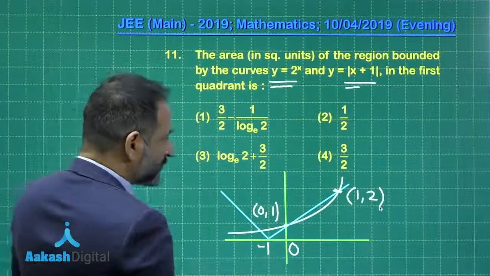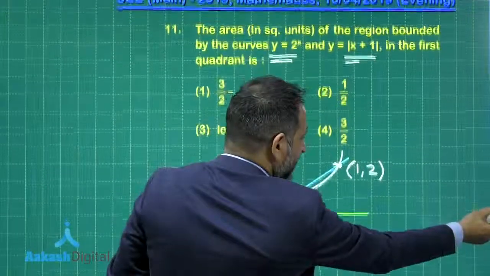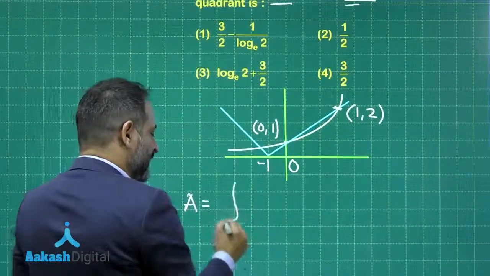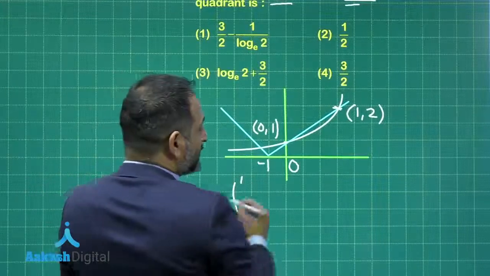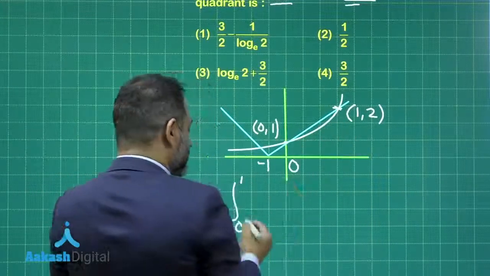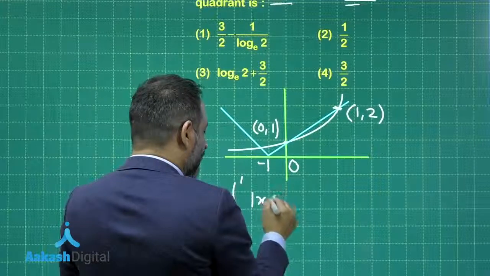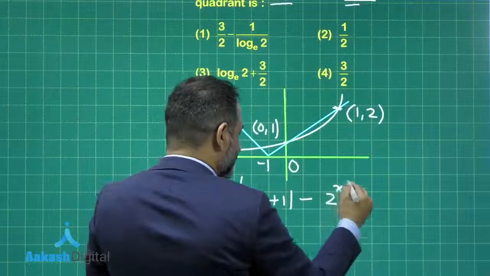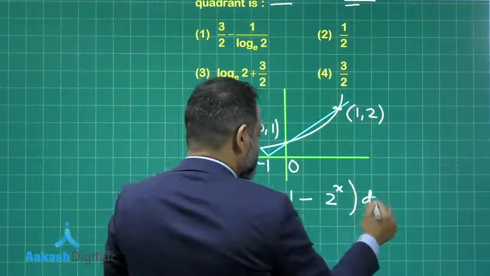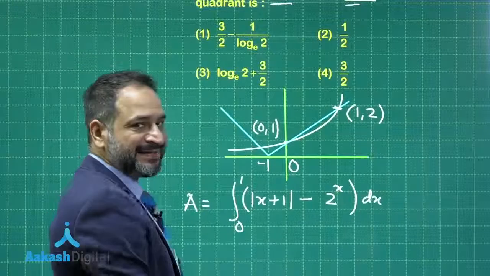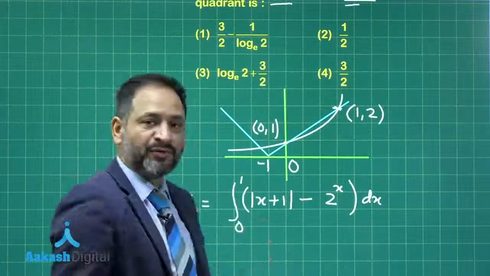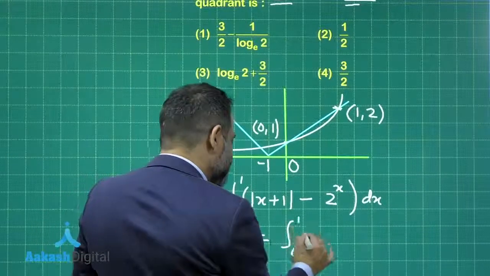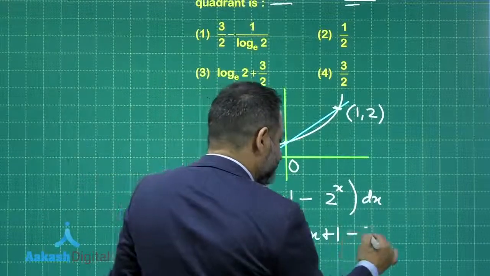So what we have to do, we have to integrate. So you know the required area is the integral from 0 to 1. The upper curve is the modulus one, that is equal to mod of x plus 1, minus the lower curve, which is 2 raised to the power x, integrating from 0 to 1. Now opening this modulus sign is an easier one, because you are going from 0 to 1. So this will be opened with the positive sign.